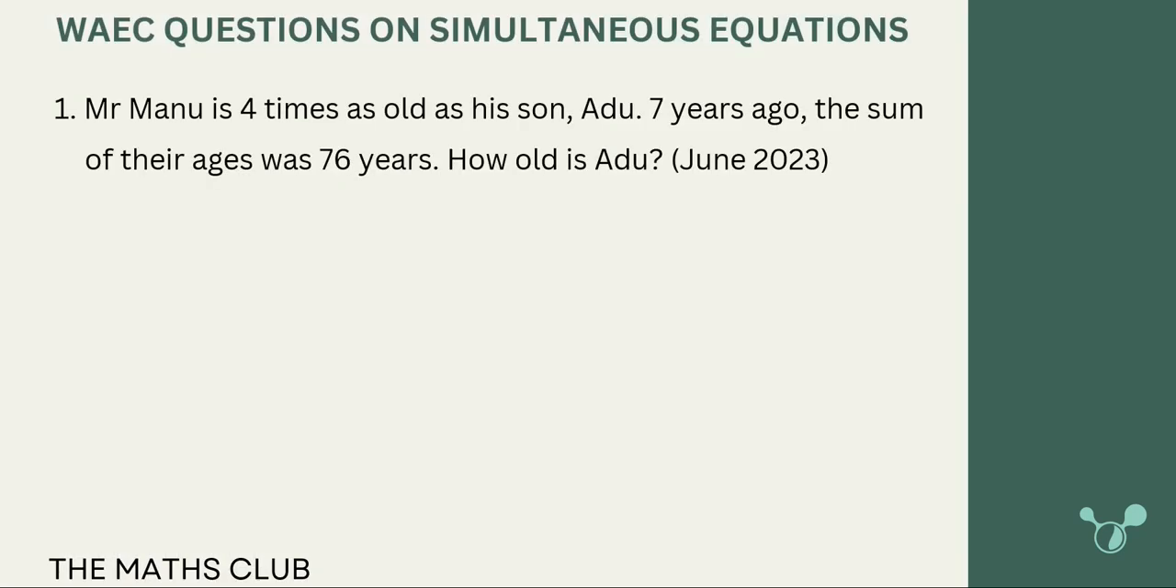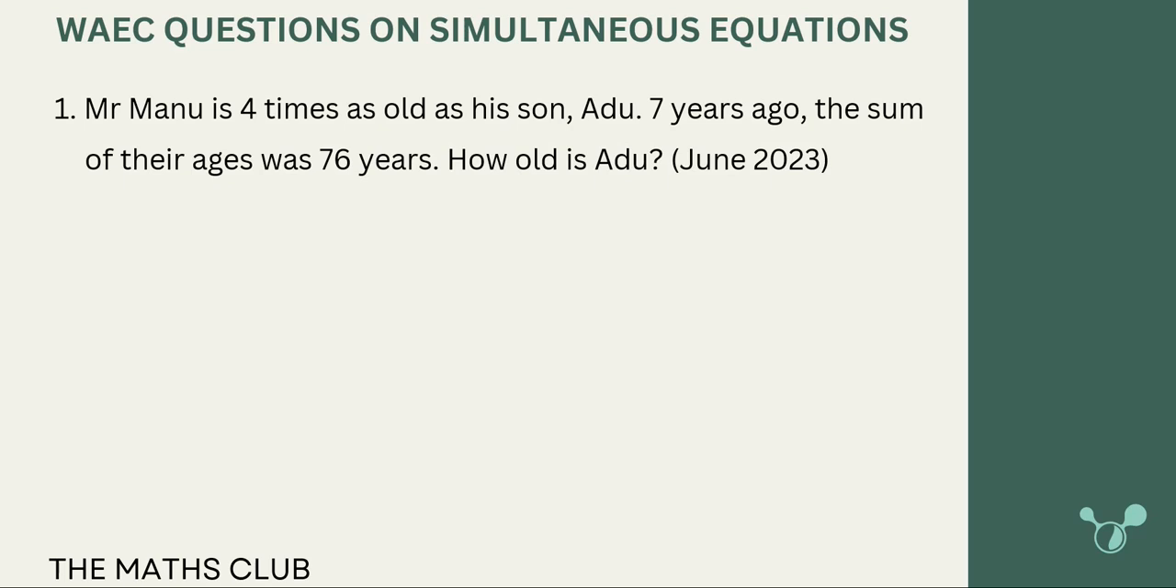The first question is taken from June 2023 and says that Mr. Manu is 4 times as old as his son Adu. 7 years ago, the sum of their ages was 76 years. How old is Adu? I want you to pause the video and try it out yourself.